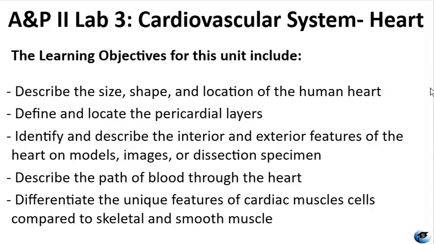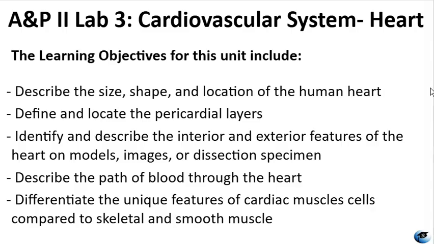In this unit, we'll describe the size, shape, and location of the human heart. We'll define and locate the pericardial layers, identify and describe the interior and exterior features of the heart using models, images, and dissection specimen. We will describe the path of blood flow through the heart, and differentiate the unique features of cardiac muscle cells compared to skeletal and smooth muscles.